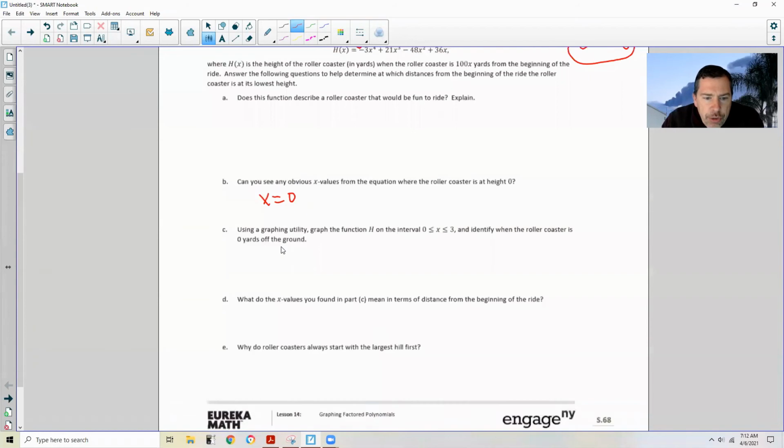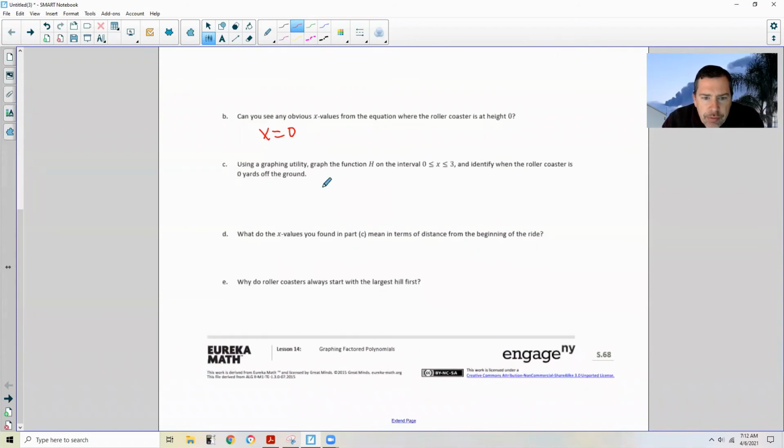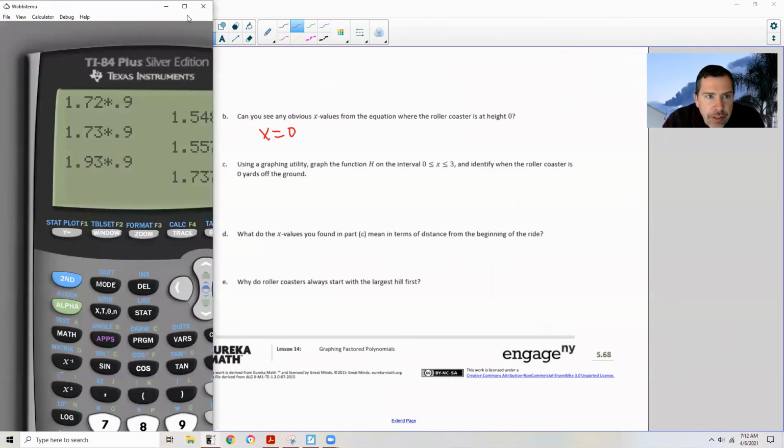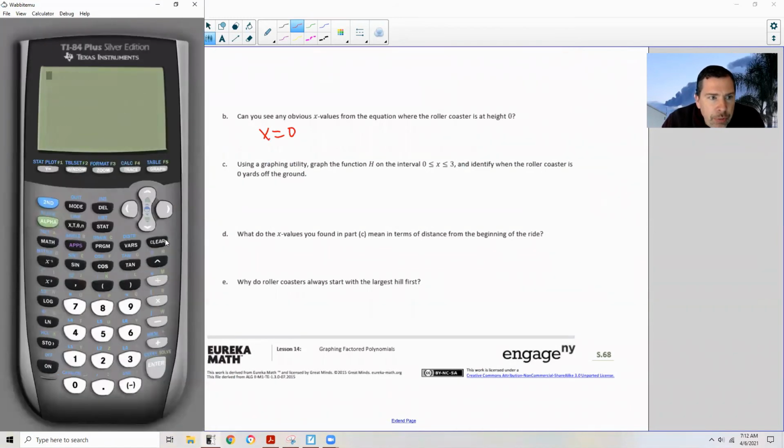All right, part C says, use a graphing utility. Graph the function h on the interval from 0 to 3 and identify when the roller coaster is 0 yards off the ground. So we're going to use the graphing calculator. If you're familiar with the TI calculator, the first thing I'm going to do is adjust my window because it says x goes from 0 to 3. So I'm going to go to window and I want my x minimum to be 0 and my x maximum to be 3. That's the first thing I'm going to change.